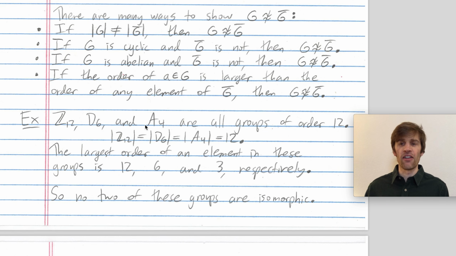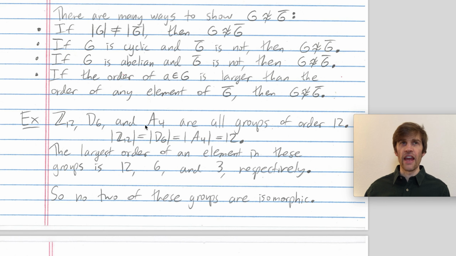In Z12, our elements are from 0 up to 11. We have 12 numbers there. In D6, we again have 12 elements. We have 6 different rotations, and we also have 6 different reflections for a total of 12 elements. A4, the alternating group, also has size 12.